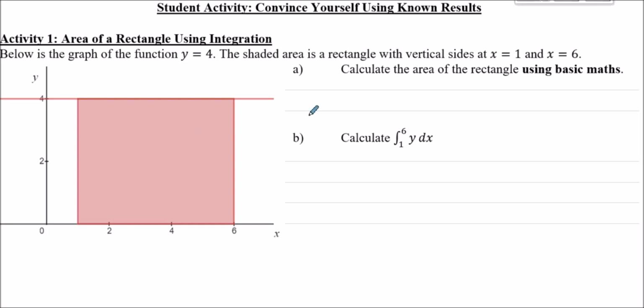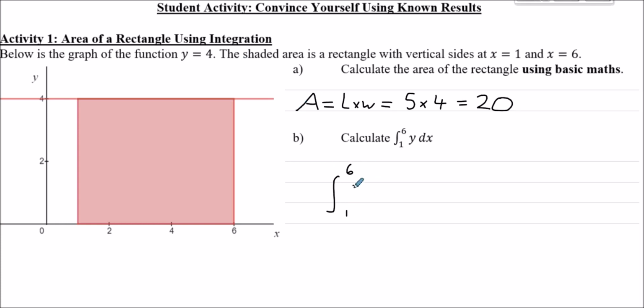Okay, let's have a look at this. So the area of this rectangle using basic maths. Area of a rectangle, you obviously know, that's length times width. So that's 5 times 4, which is 20. We're going to verify this now using calculus, and so we can integrate between the 2 points 6 and 1 with respect to x. And so y is going to be the integral between 6 and 1 of y dx.